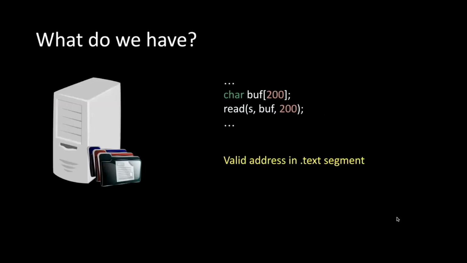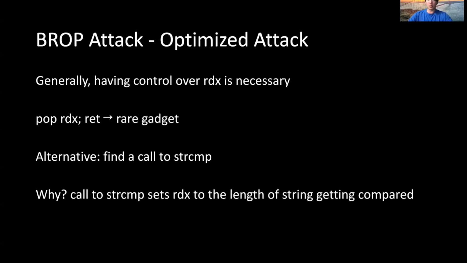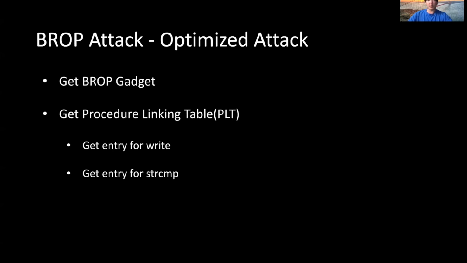Right now, what do we have? We know there is a buffer overflow here, and we know there is a valid address in the .text segment that we can use later. In general, having control over RDX isn't necessary, but pop RDX return is a rare gadget. In order to gain control over RDX, we need to find and call string compare instead. String compare sets RDX to the length of the string getting compared. Therefore, to complete the attack efficiently, we need to get the BROP gadget and the procedure linking table. With the PLT, we get the entries for write and string compare calls.